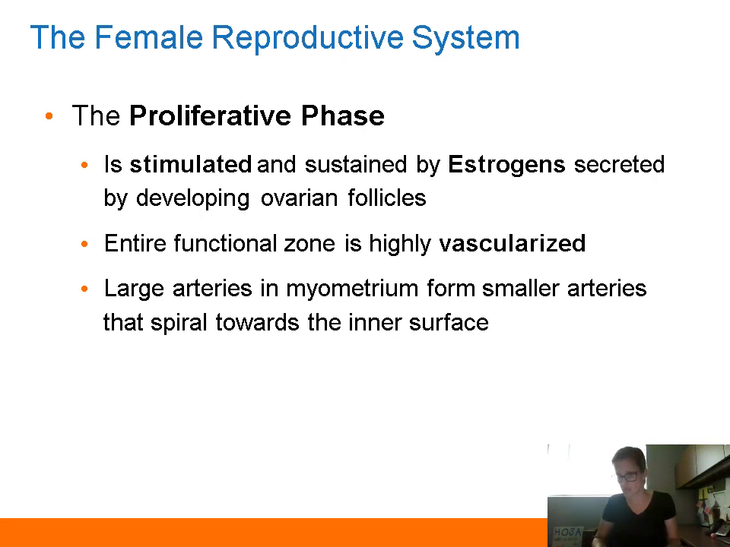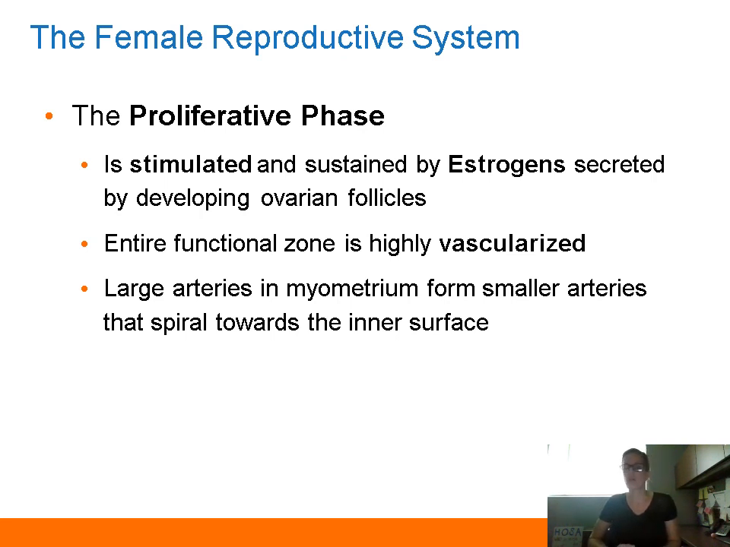Right, this is really logical. The egg is developing in the ovary, and we want to ensure that the uterus is ready when that egg gets released. We want the uterus to prepare for the egg so that after the egg is fertilized, the uterus can accept it. So as the follicle develops, as the egg develops, it's releasing a hormone that stimulates the uterus to develop. The entire functional zone is very highly vascularized.